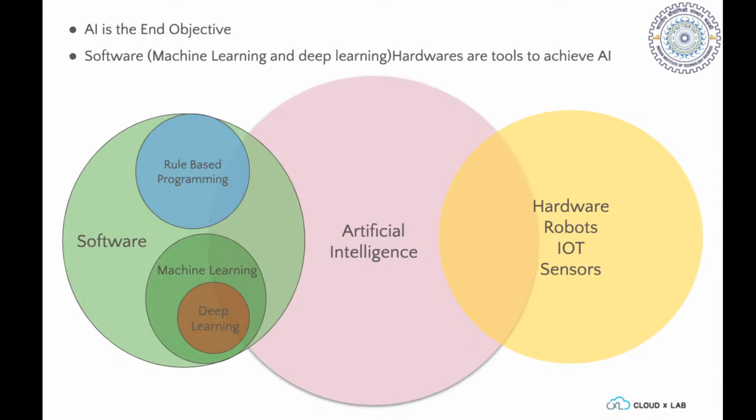So AI can be thought of as an end objective that leverages a bunch of items like hardware. The hardware would be used to get data. It comes from, as I mentioned, the examples I gave you of robots, IoTs, and sensors that are just collecting all this information. On the other side, you have software.